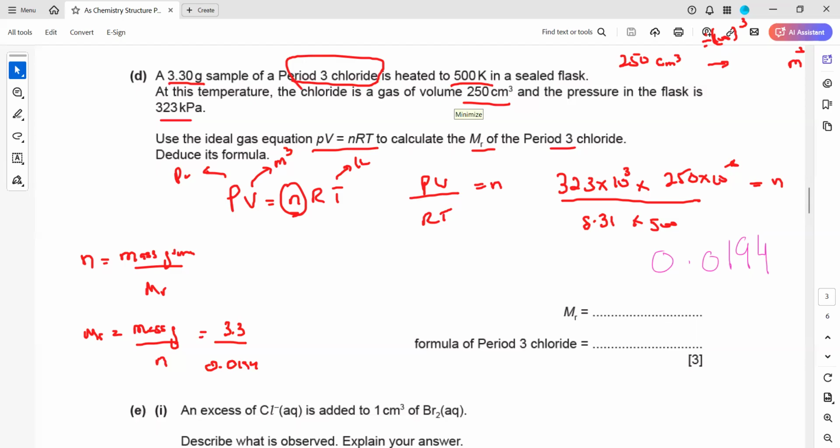How to convert Kelvin? It's already in Kelvin, but what if it was in Celsius? Then to convert into Kelvin, we add 273. If it was in Celsius, then we add 273 to convert into Kelvin. So 3.3 divided by 0.0194. What's the answer for this? So 169.8, okay.